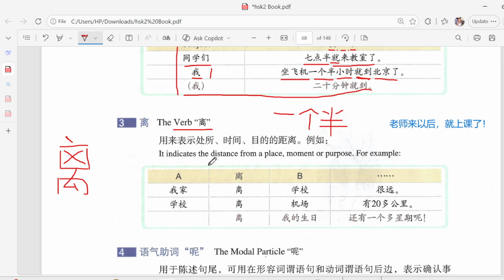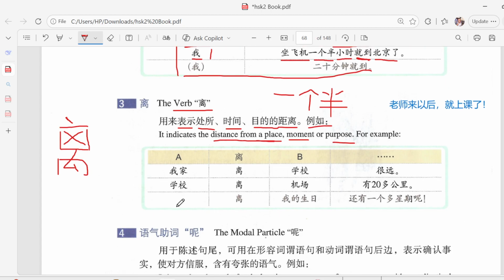So you see, this is how Li is written, and we've seen that it is 用来表示时间, 地点, 目的, 距离. What is 时间? Time. It indicates from a place, a moment, or a purpose. 目的 is purpose, and 距离 is distance. For example, it indicates distance from a place.